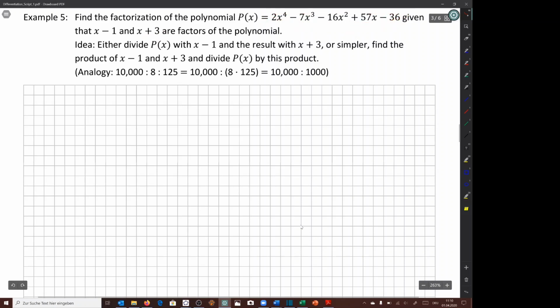This is then only one polynomial division and one multiplication, which is much simpler to do than two polynomial divisions. The idea is the same as here. When you have 10,000 divided by 8 divided by 125, you can rewrite it as 10,000 divided by 8 times 125. And well, then the whole thing becomes very simple. So go ahead, solve this on your own, and then here comes the solution.